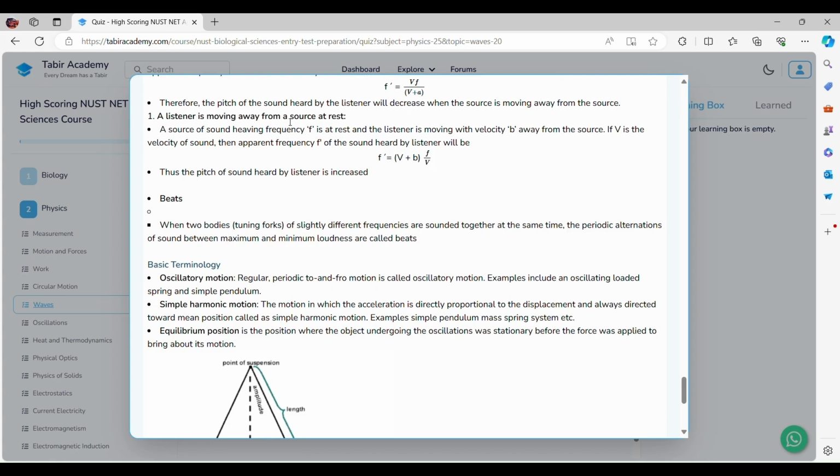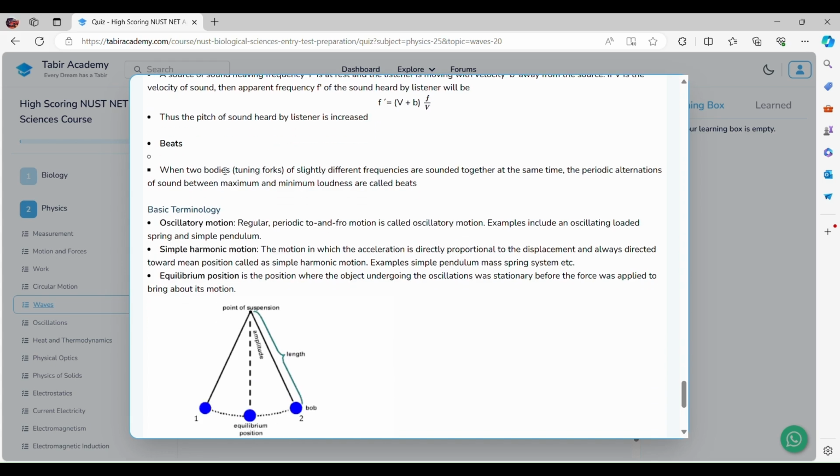A listener is moving away from a source at rest. A source of sound having frequency f is at rest, and the listener is moving with velocity v away from the source. If v is the velocity of sound, then the apparent frequency f of the sound heard by the listener will be (v plus b) multiplied by f over v. Thus, the pitch of sound heard by the listener is increased.